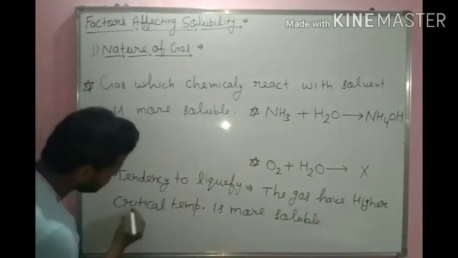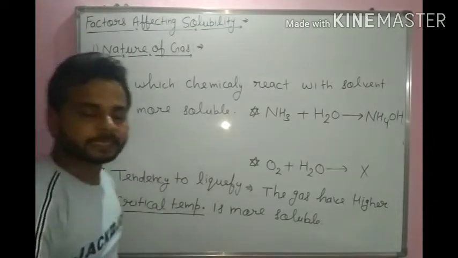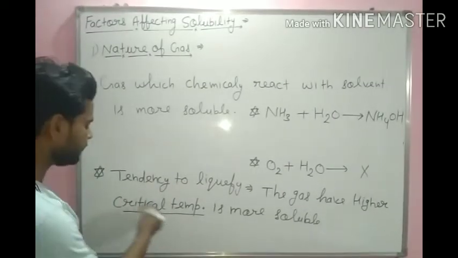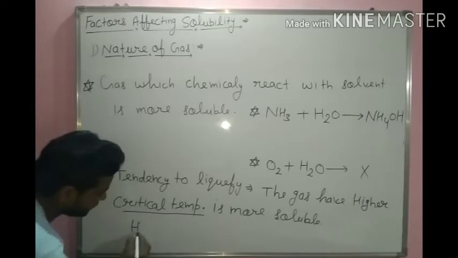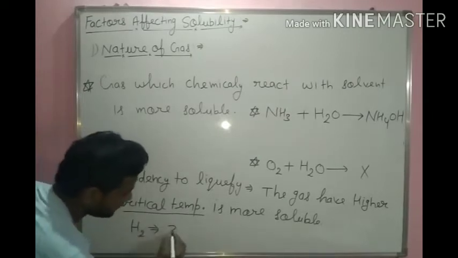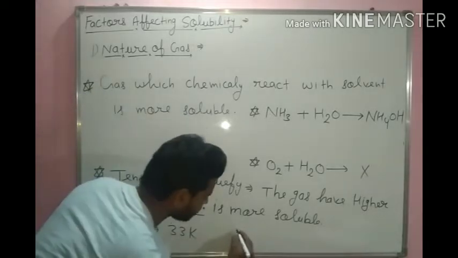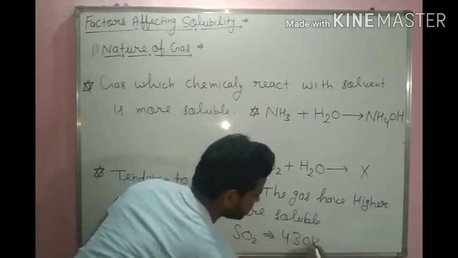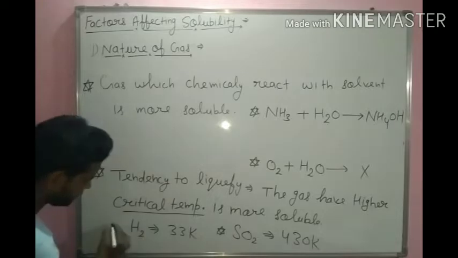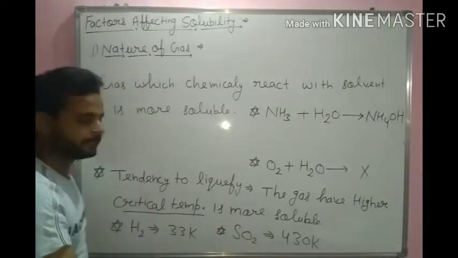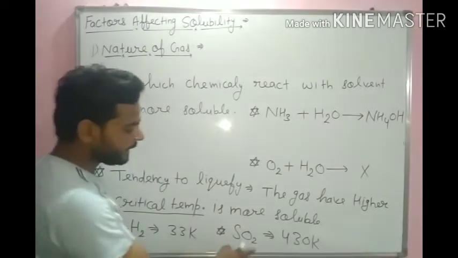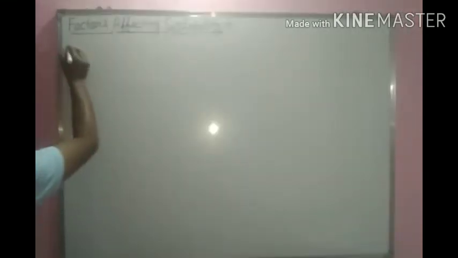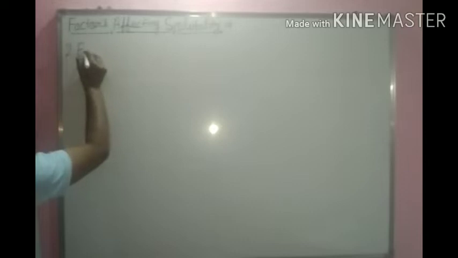Critical temperature means the temperature above which a gas cannot be liquefied, however much pressure is applied on it. So if we have hydrogen, which has critical temperature 33 Kelvin, and SO2, whose critical temperature is 43 Kelvin, we can say that SO2 is easily liquefied as compared to hydrogen. So SO2 is more soluble as compared to hydrogen. Got it? Now, second point is effect of temperature.